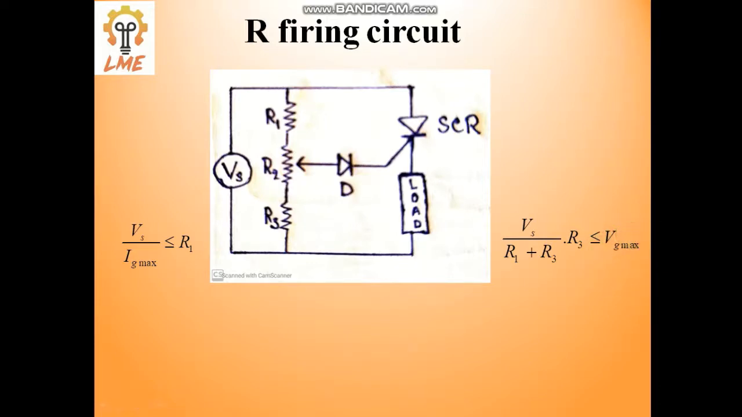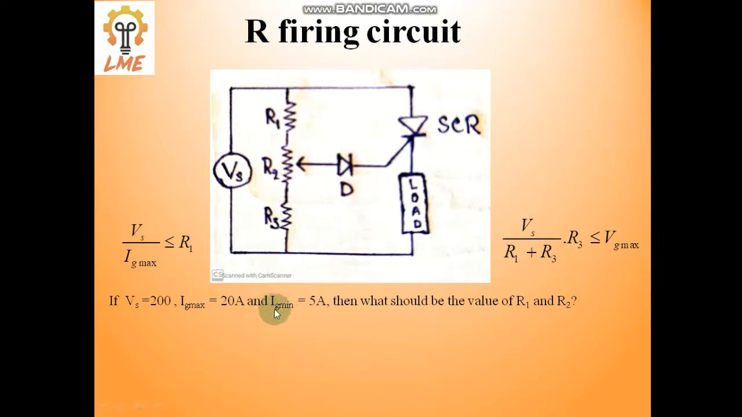Now we are considering a numerical example. It will help you understand what the values of R1 and R2 should be in a real problem. Okay, so let's go for it. Suppose in this problem the supply voltage Vs is 200 volt, the gate maximum current is given as 20 ampere, and the gate minimum current is 5 ampere.